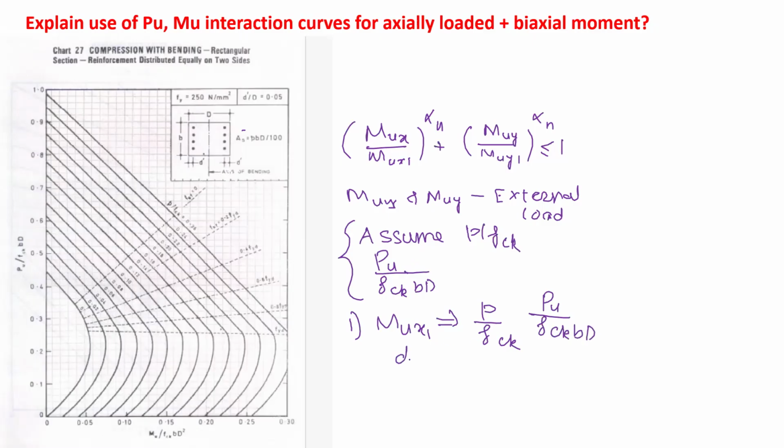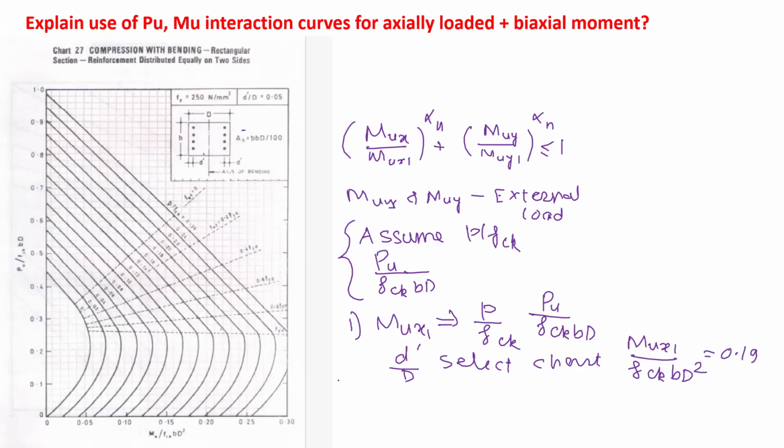Then you have to find d dash by D, where D is depth, and then the other, that is Fy, steel on both sides. And from this, you have to select the chart, from which you will get the value of Mux1 upon fck bD square. Then that coefficient you will get, let's say 0.19, and then we can find the value of Mux1.